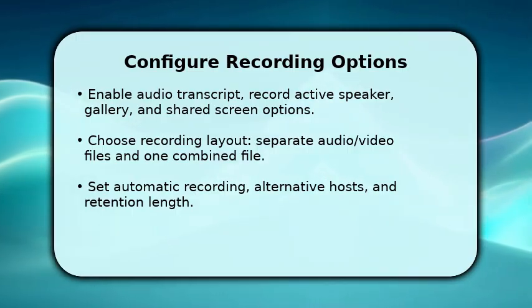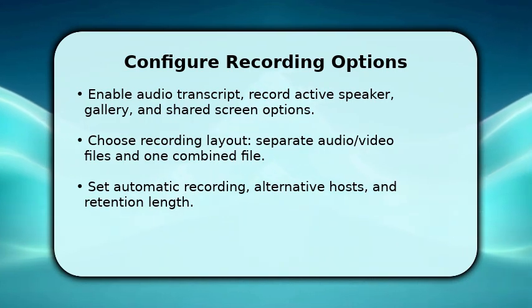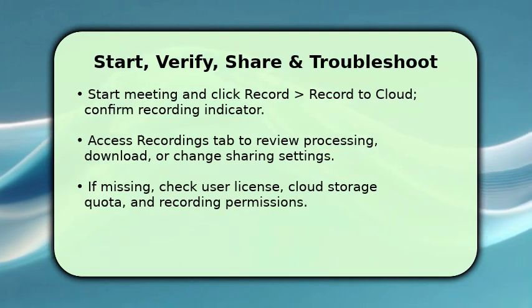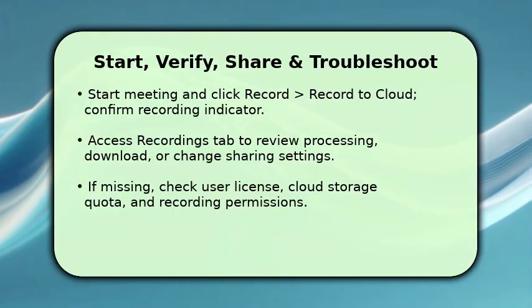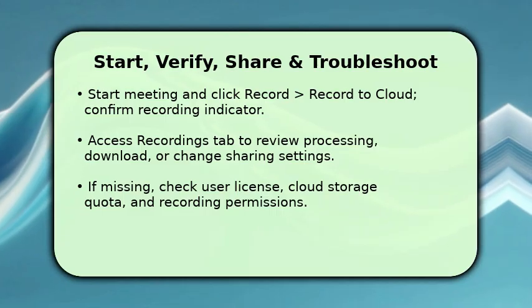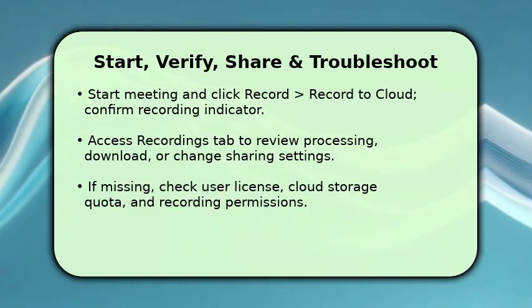Start your meeting and press record, then choose record to cloud. You'll see the red recording indicator so you know it's capturing. After the session ends, wait for Zoom to process the files, then go to the Recordings tab to review, download, or adjust sharing and password settings.